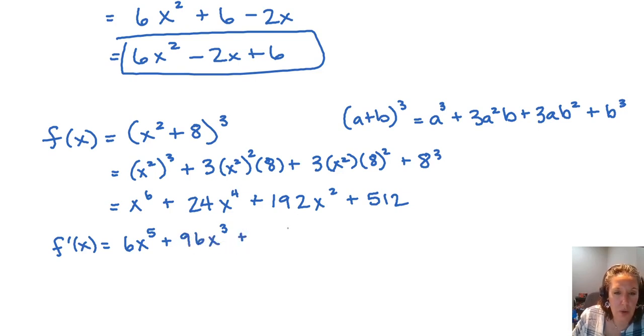192 times 2 is 384 times x to the 1st, and then the derivative of the constant 512 is 0.